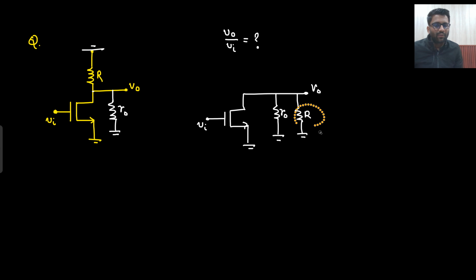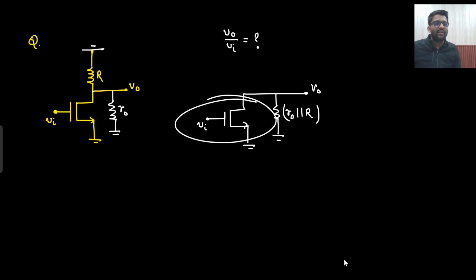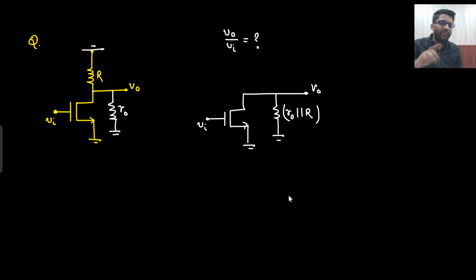So can I reduce it to one resistance only, and call it R naught parallel with R? Say yes or no. From V0 to ground there is R, and from V0 to ground there is R naught, so both are in parallel. From V0 to ground there is this MOS as well. So how much current will be flowing in this MOS? If this node is V in, and this is ground, can you tell what is the current? Yes, that will be GM V in.